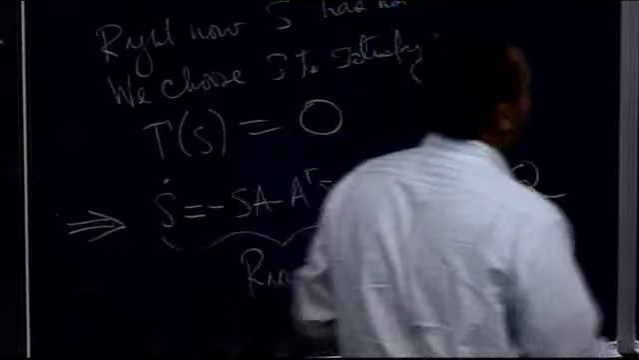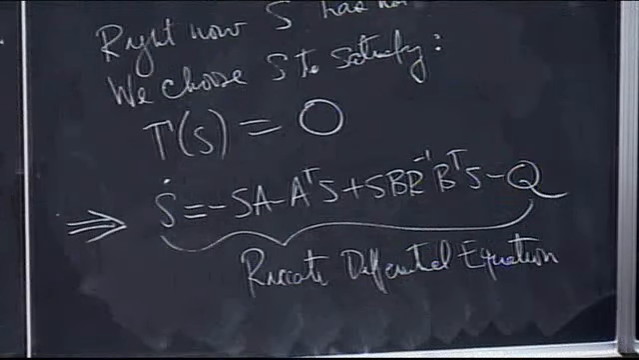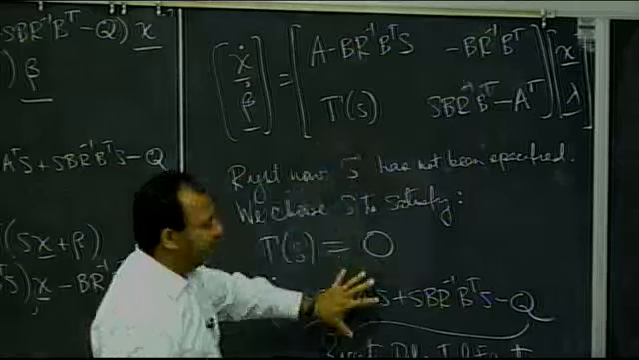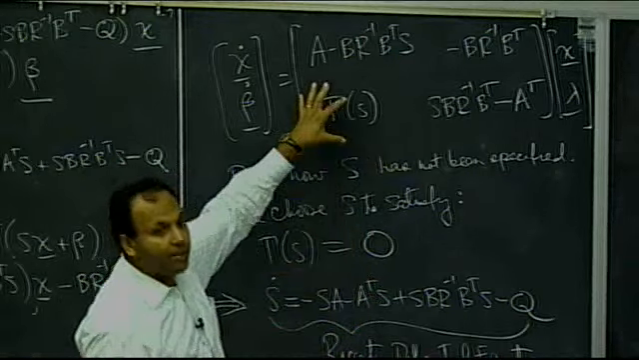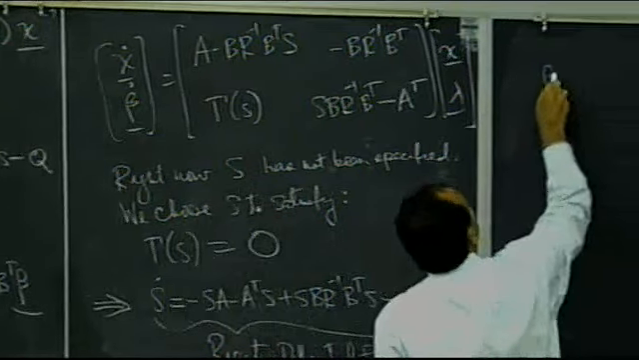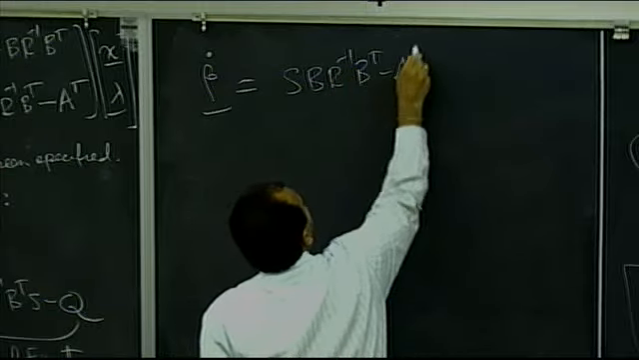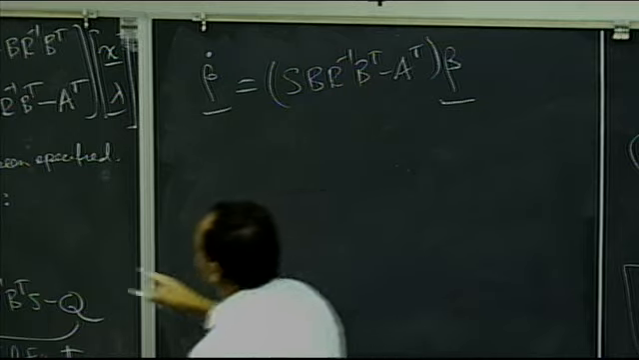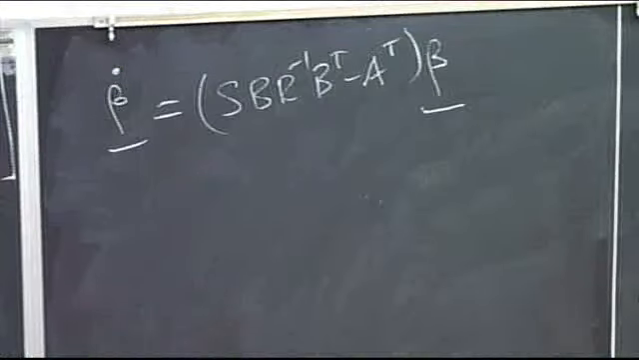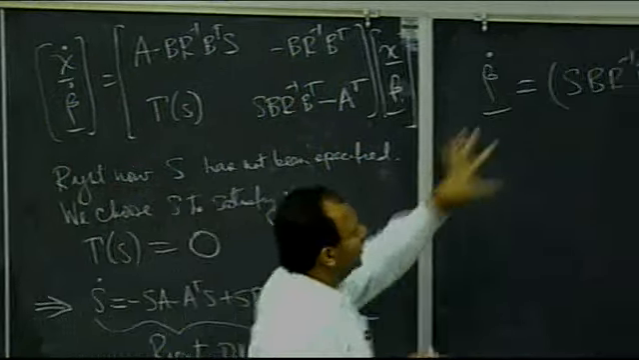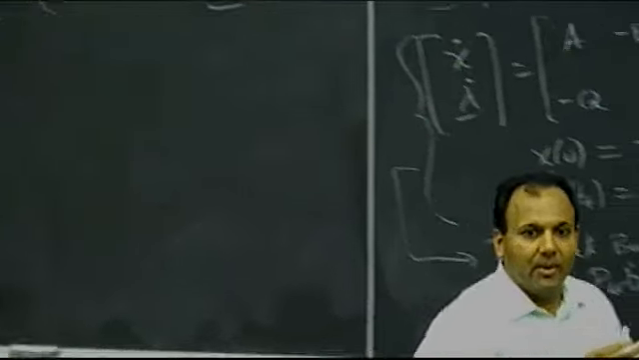But in order to solve it, we need a boundary condition. It's a differential equation, so we can't solve it without an initial condition. If I say that S satisfies this equation, so gamma of S is 0, then beta dot is equal to S B R inverse B transpose minus A transpose times beta, because the other term is 0. Which means that beta is no longer coupled with X. It's its own differential equation, decoupled from the rest of the problem.